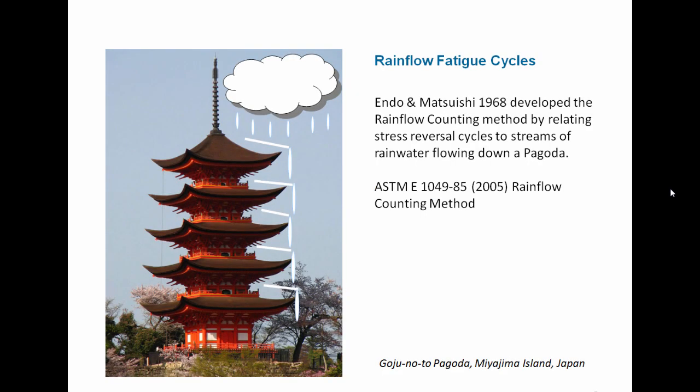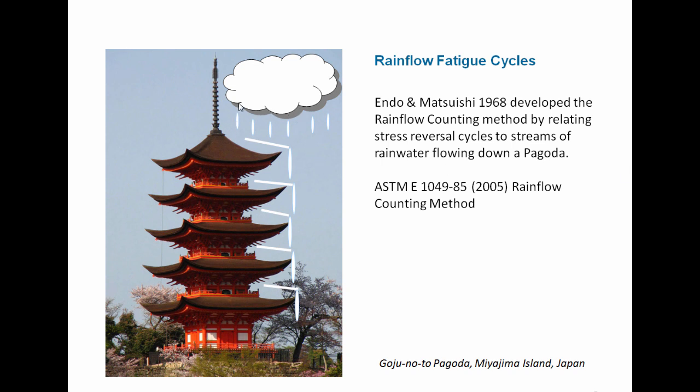Okay, now back in 1968 there were two Japanese authors, Endo and Matsuishi, and they developed the rainflow counting method by relating stress reversal cycles to streams of rainwater flowing down a pagoda. And there's different references that you can look up. And my favorite reference is ASTM E1049-85, published in 2005. And this document is only about 5 or 6 pages long, but it gives the formulas and methodologies for actually performing this rainflow counting.